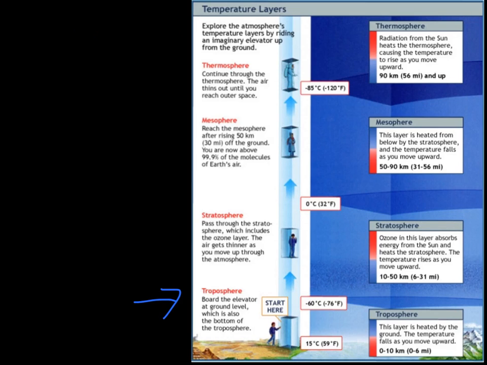The troposphere contains about 80% of the mass of our atmosphere, and this is the layer that has most of our weather in it, and this is where most of that heating occurs that we just talked about.